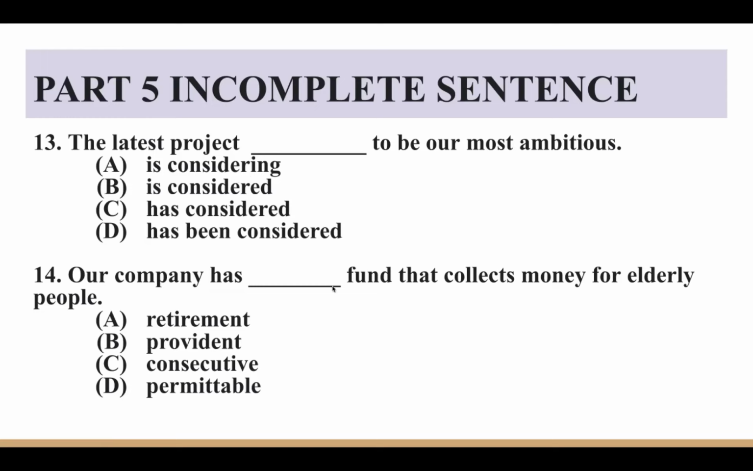Our company has a fund that collects money for elderly people. So you can see the choices here: retirement, provident, consecutive, and permittable. Retirement fund, it seems that it should fit this blank, but if you put retirement, meaning noun plus noun, right? But here I would say that you have to put an adjective plus noun, so the answer will go for B. Type B for me, please. It's a bit tricky, but it's okay.